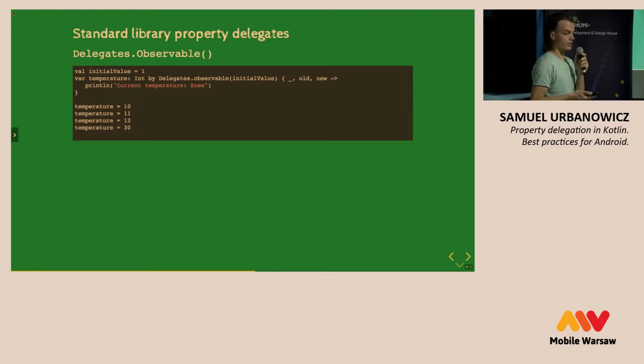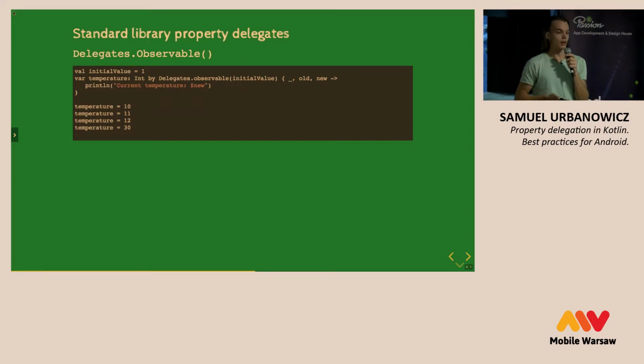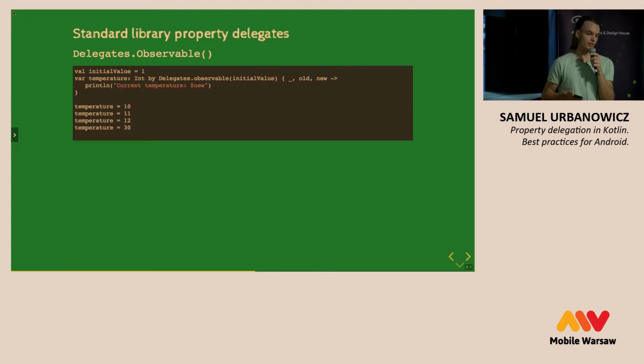Now switching to the property delegates available in the standard library. Let's start with observable. It's different than a reactive observable stream. It just implements the observable design pattern. So it's pretty useful when it comes to listening to the changes of some property.